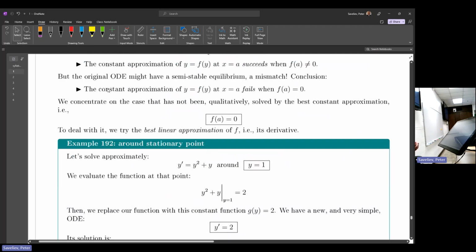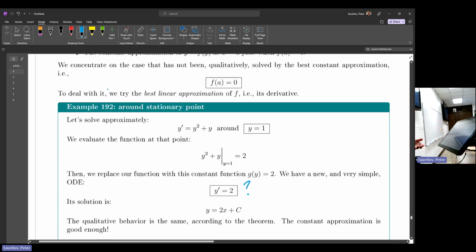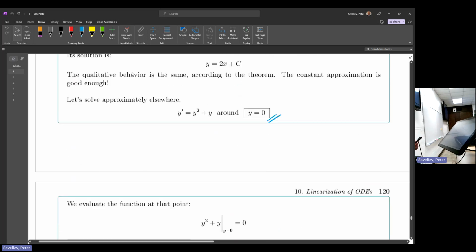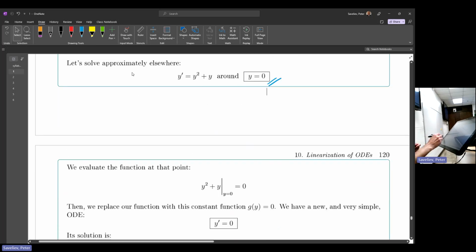I'm picking a different function: y prime is equal to y squared plus y, in the vicinity of y equal 1. Evaluated at the point 1, the value of the function is equal to 2. If I replace it with y prime is equal to 2, I have a bunch of increasing functions, which is fine. It approximates well. But if we now move to a different location, y equal to 0, then the right-hand side is equal to 0. Replacing the differential equation with y prime is equal to 0 once again fails, for the third time already, and produces a bunch of constant solutions.